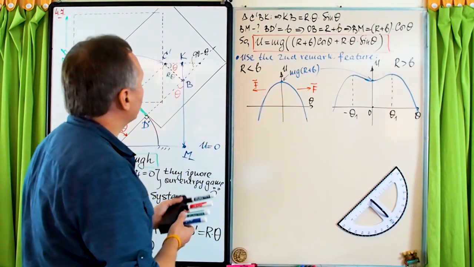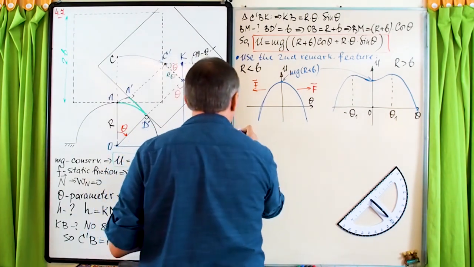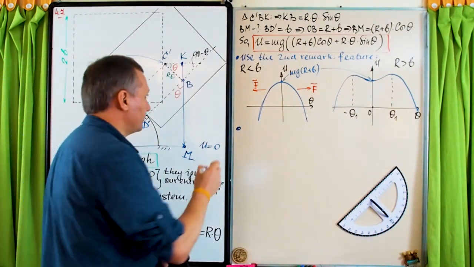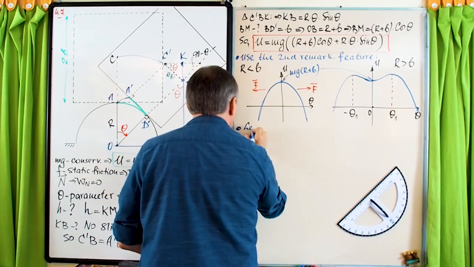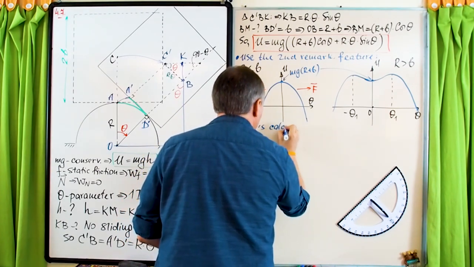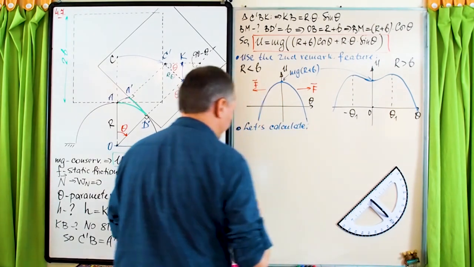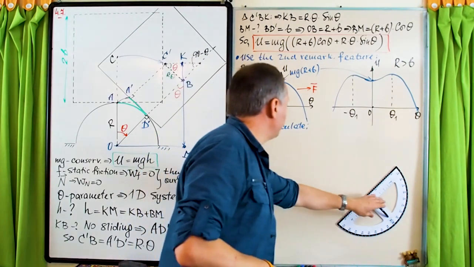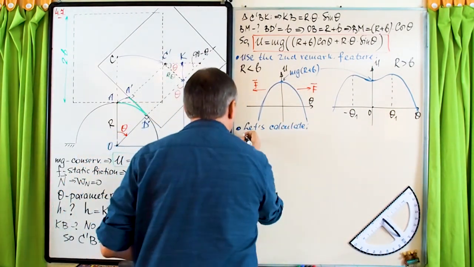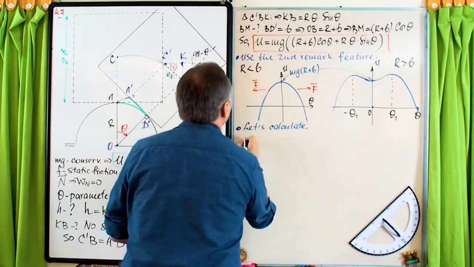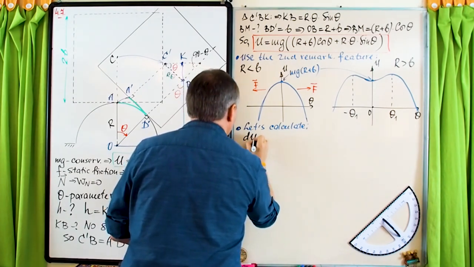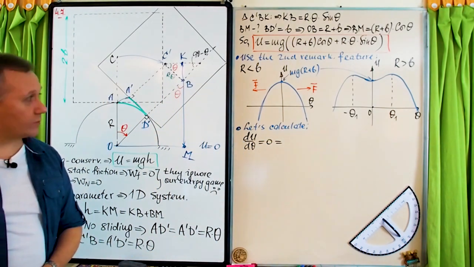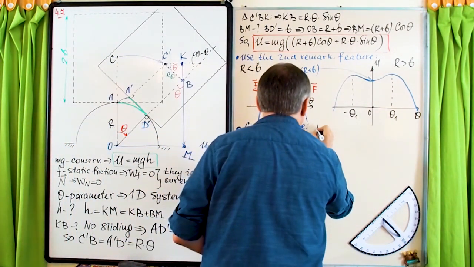So we discussed that, and now I will put a new bullet. Now let's actually calculate. First, we need to find stationary points, using the first derivative. So first, stationary points: du over d theta must be equal to zero. Maybe I will first write the stationary points.